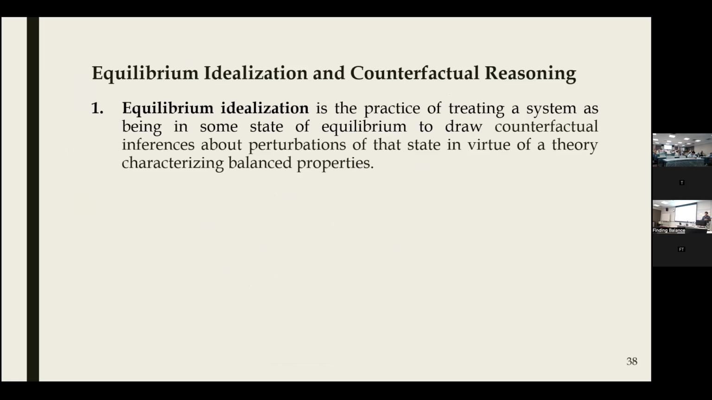My contention is, if we think about equilibrium idealization as a broader practice, we can think about the application in Newtonian idealization as a special case, right? So think about equilibrium idealization as the practice of treating a system as being in some state of equilibrium, to draw counterfactual inferences about perturbations of that state in virtue of a theory that characterizes the balance properties.